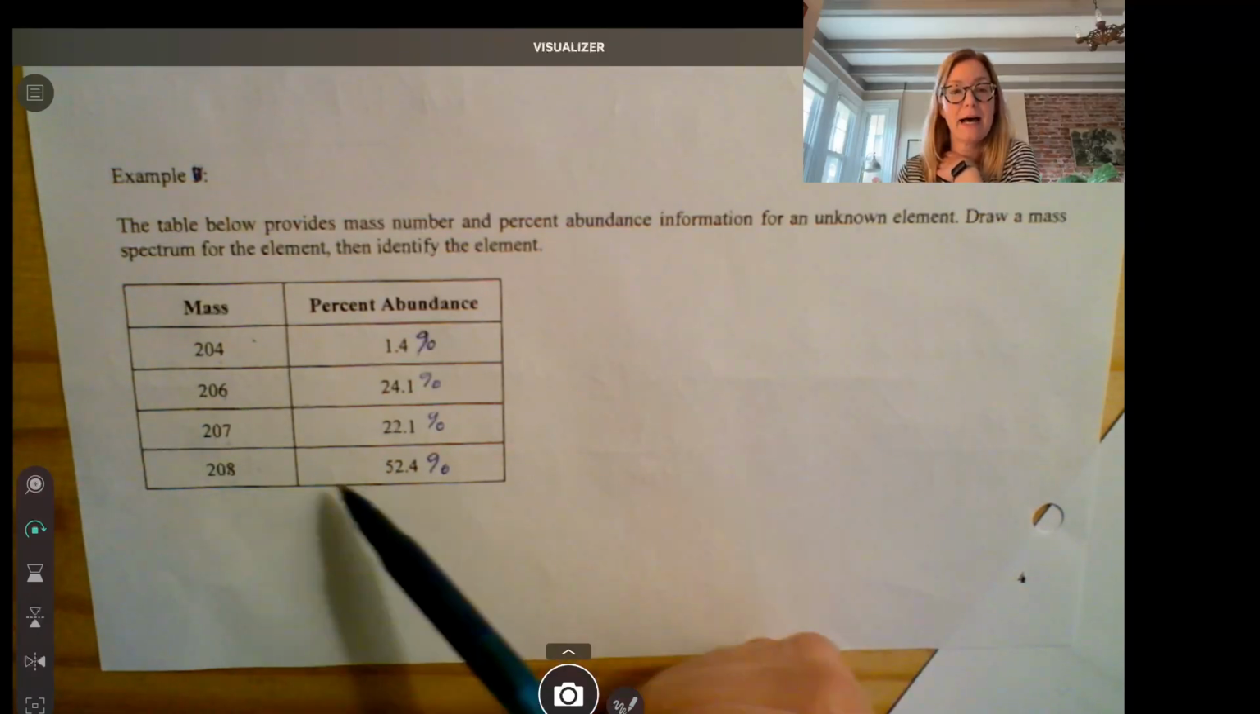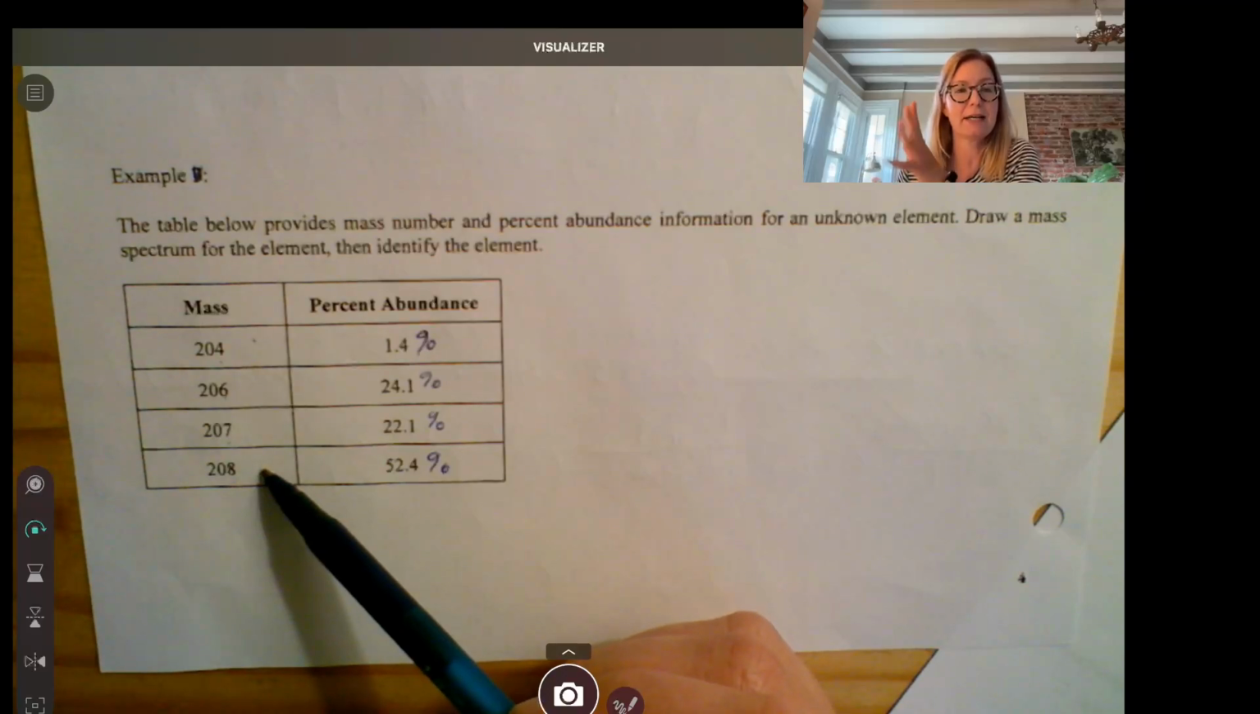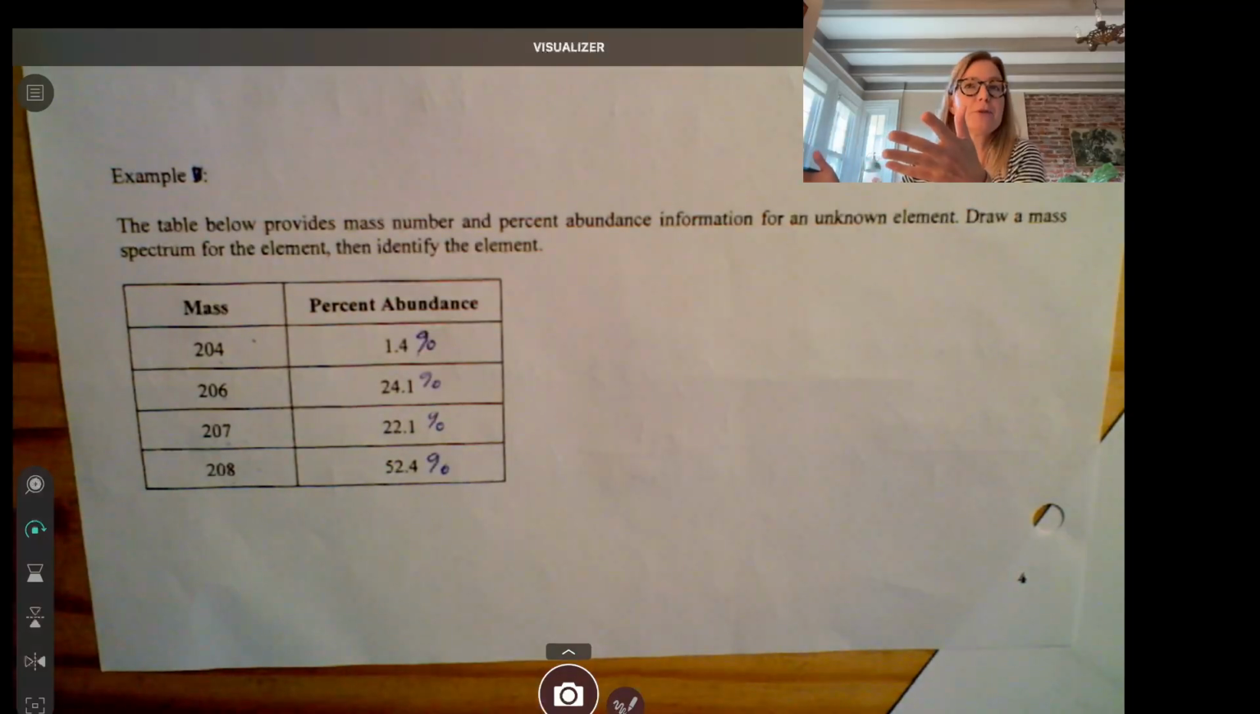And the most common mass is 208. So our average is going to be kind of close to 208. Closer to 208 than 204. Okay, for sure. Just like if of all your grades in the class, you got A's, B's, and C's, and you got mostly A's, your average should be somewhere close to A, in the A range, right?